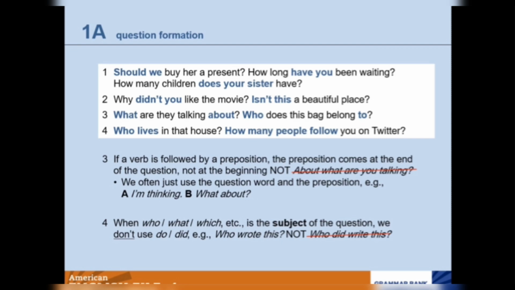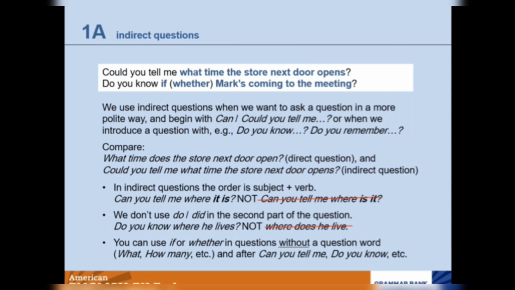Question number 4: who lives in that house? How many people follow you on Twitter? When who, what, which, etc. is the subject of the question, we don't use do or did, for example, who wrote this, because they are the subject. We don't know who is the doer of the action. So let's move on. We still have some questions here.